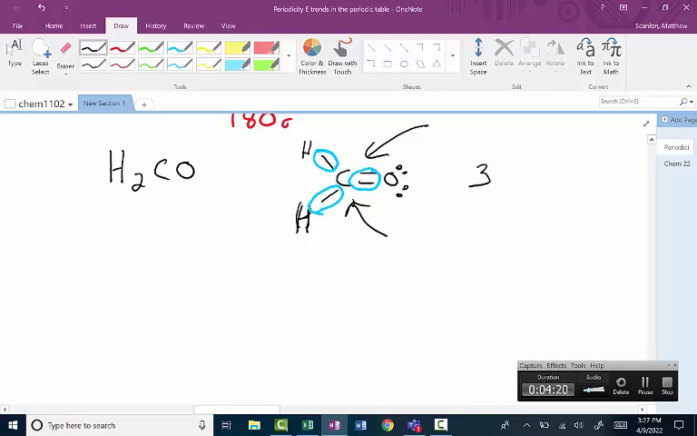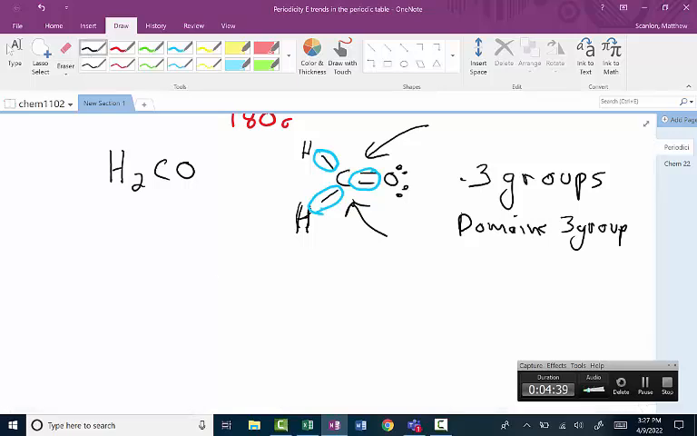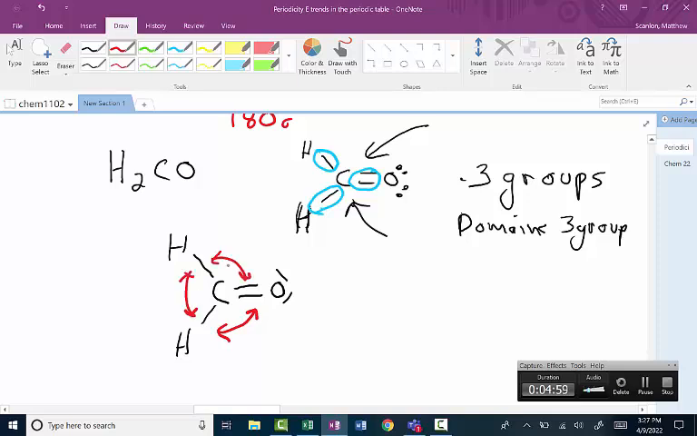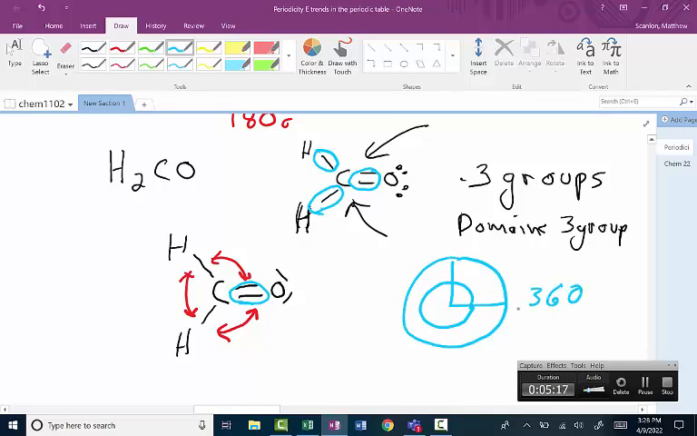So we have three groups, and this is going to go into a domain of three electron groups. These three groups are going to get as far away as possible from each other, which is why you've probably seen me draw it like this, because this is as far away as we can get. Remember, this double bond counts as one electron group. Three groups getting far away from each other is 360 degrees in a circle. 360 divided by 3 is 120 degrees.